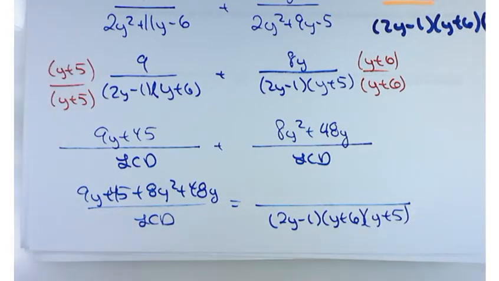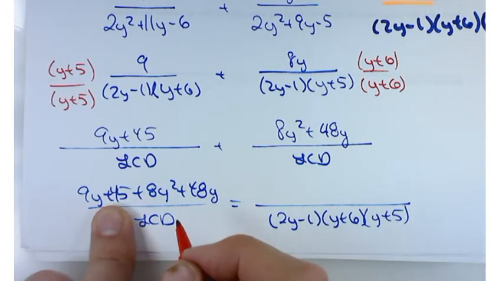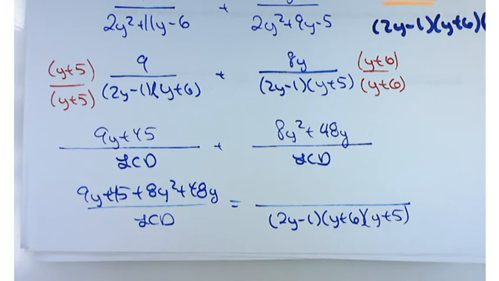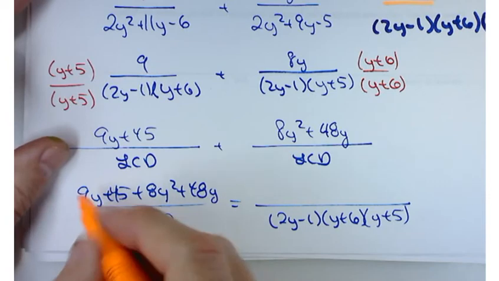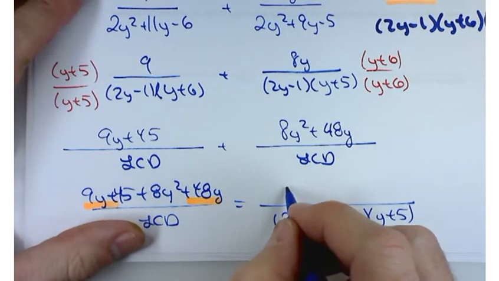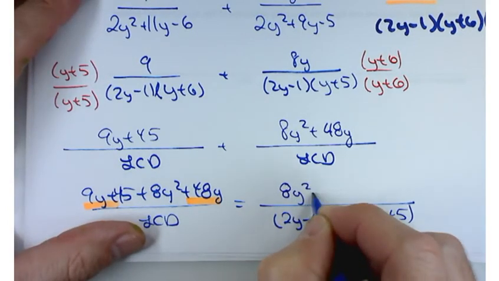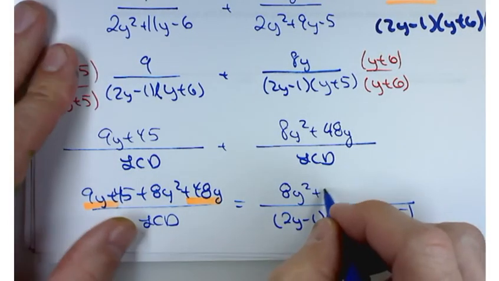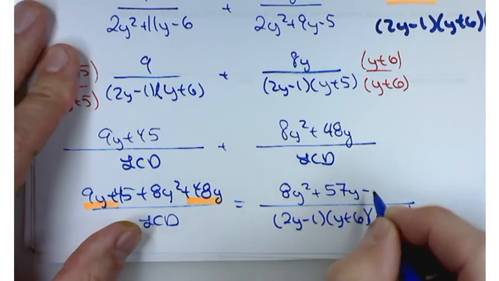But there's like terms in the numerator here that I can combine. What can I combine? Good. The 9y and the 48y. So 8y squared plus 57y plus 45.